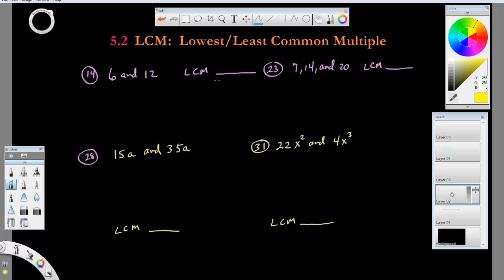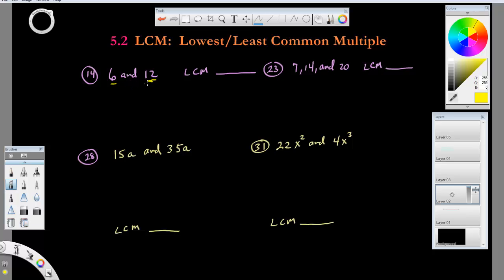When you find an LCM of a number you want to try, remember, that's the smallest number that, in this case, 6 and 12 both go into. So it's the number that 6 and 12 both go into, not the number that goes into 6 and 12. That's called a greatest common factor. This is the smallest number that 6 and 12 go into.